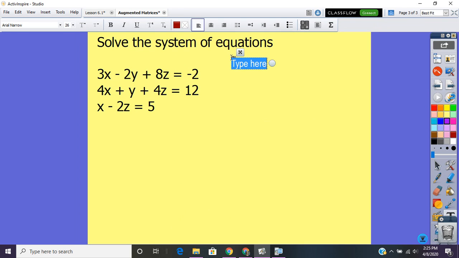And actually, I'm going to type that here so we have it, augmented matrices. With augmented matrices, we actually type all the numbers in all at one time. And it's all the coefficients. So once again, we're not typing variables in. So we're going to have 3, -2, 8, -2, 4, 1, 4, 12, 1, we're missing the y so we put a 0, and then -2, z, and then 5. All right, this is our augmented matrix.